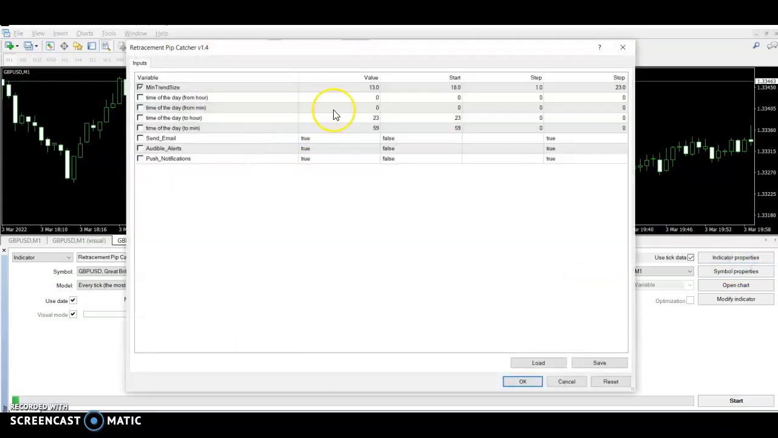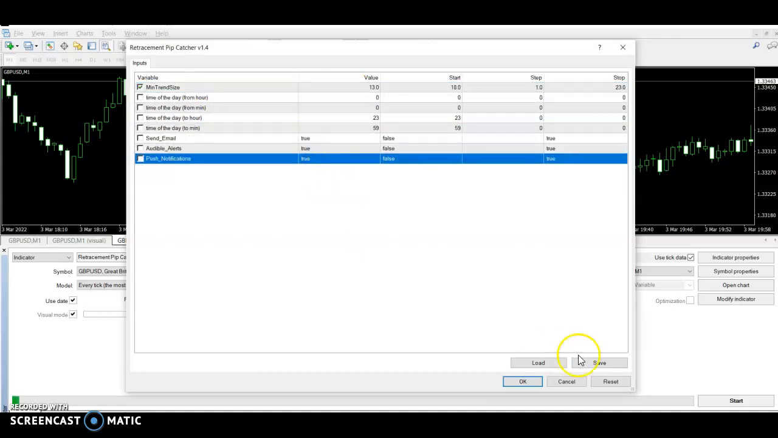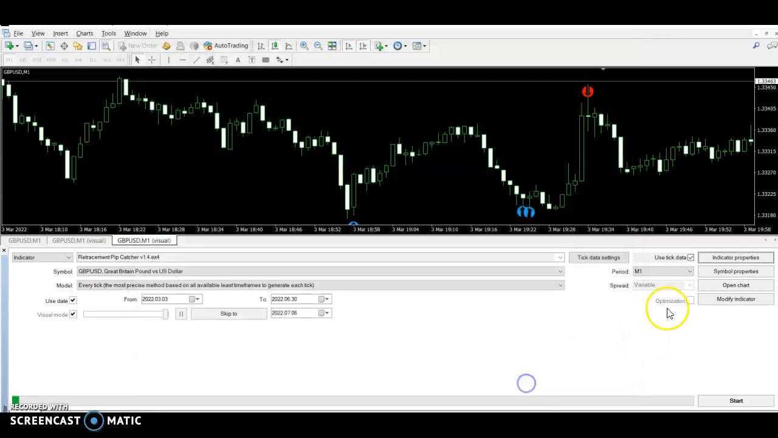So that's how you set it. You just basically play with the pips of the minimum trend size. It can go more than that as well, but that's the minimum trend size. And of course, you can adjust the time of day that you want signals and where you want to send them.